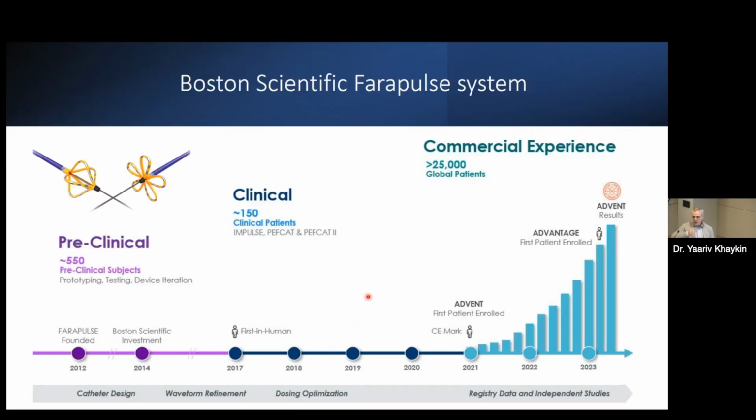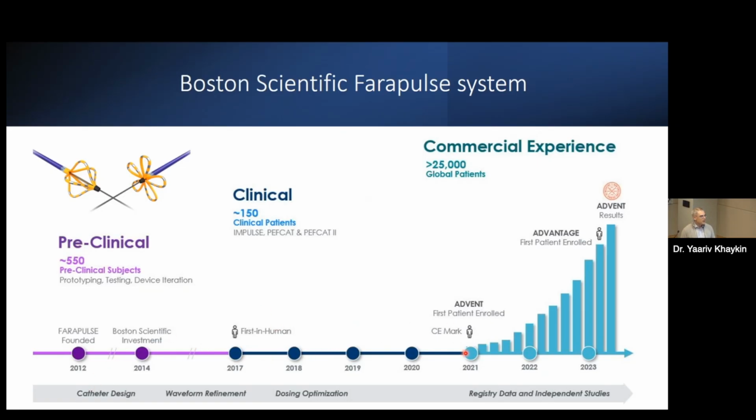The other system that we had an opportunity to have experience with is the Boston Scientific Farapulse system, and you can see that the catheter that's used is entirely different. Again, each company is developing their own catheter, their waveform, etc. So it's really very difficult to compare these technologies because almost everything apart from the pulse field label is different between them. This system was developed from the ground up to deliver pulse field energy.